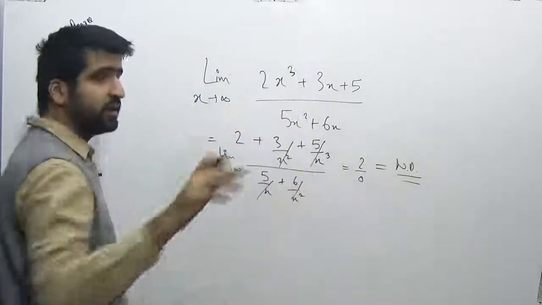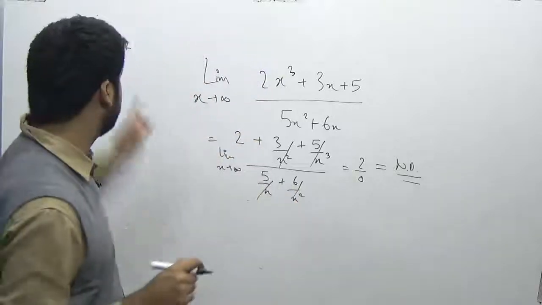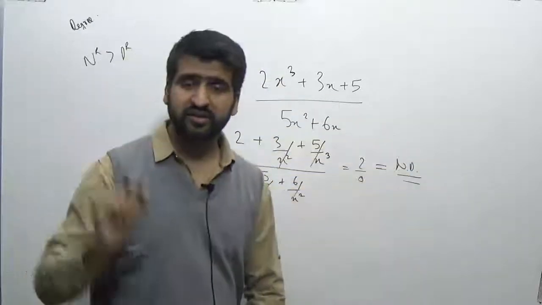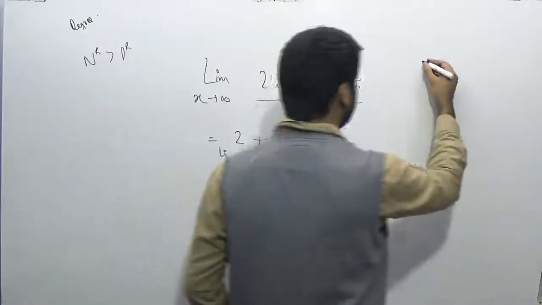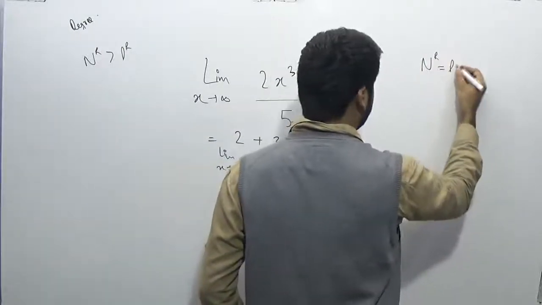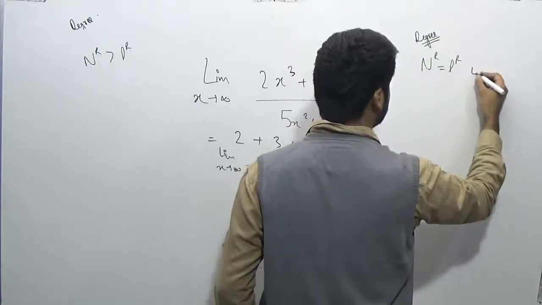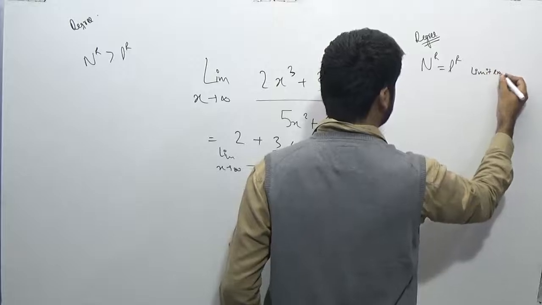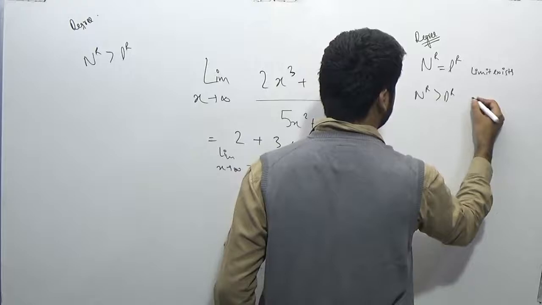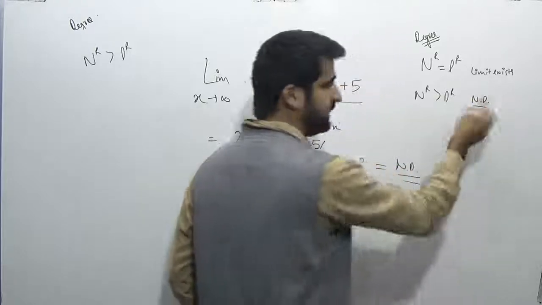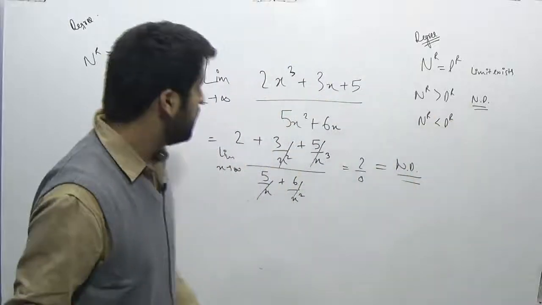So we can draw a conclusion that whenever the degree of numerator is greater than the degree of denominator, the limit of this rational expression is not defined. So this is a proper result. The first case was when the degree of numerator is equal to the degree of denominator. In that case, the limit exists. If the degree of numerator is greater than the degree of denominator, it does not exist, so not defined. If the degree of numerator is less than the degree of denominator, that case we are going to see right now.